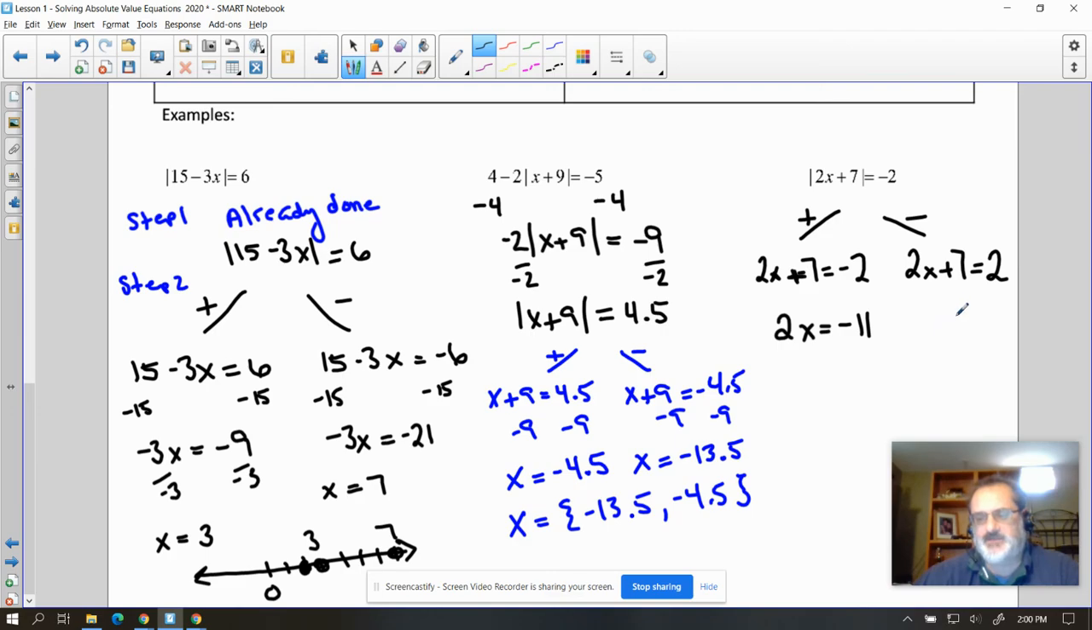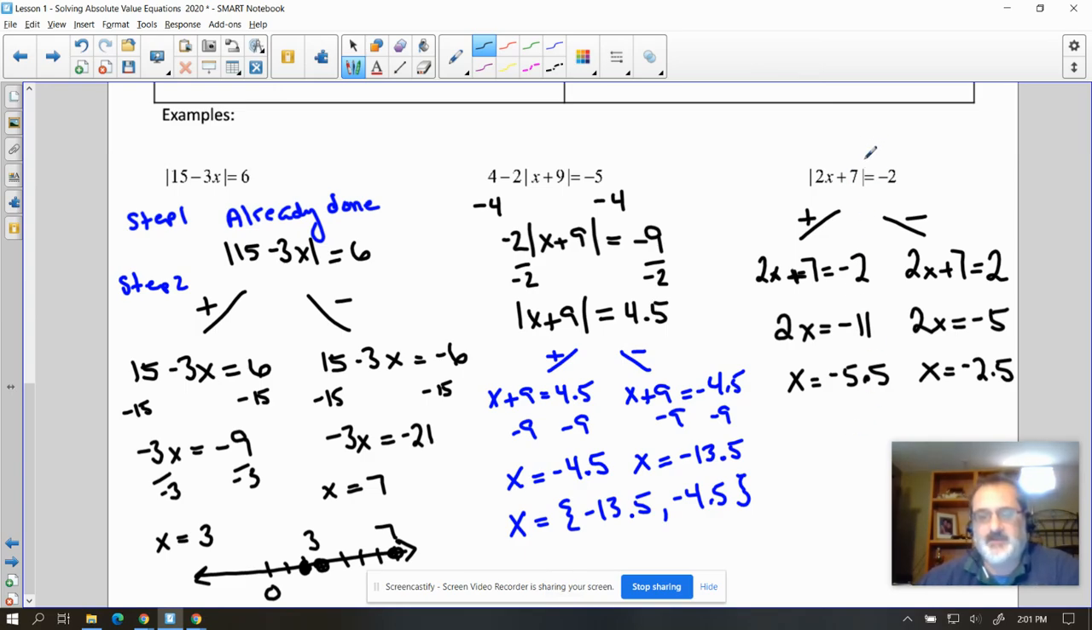Here I need to subtract 7. So 2x comes down equal to negative 5. Divide by 2 and x equals negative 5.5. Divide by 2 and x equals negative 2.5. So it would seem that I have two solutions here, but in reality, I have no solutions.